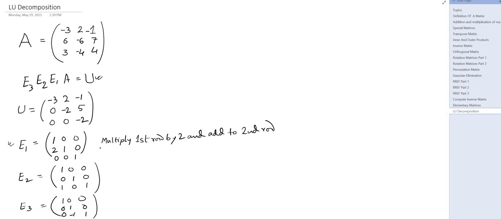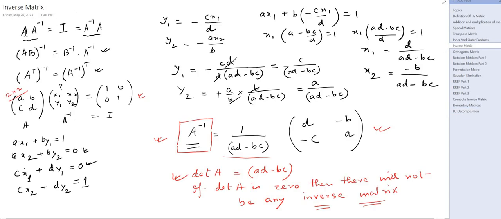The first step was to multiply the first row by 2 and then add it to the second row. That was my first step, and we represent it as an elementary matrix. That's the way we showed it. We created 3 elementary matrices and finally got the upper triangular matrix. Now the very important property, which I already covered in the inverse matrix section: a matrix multiplied by its corresponding inverse will be an identity matrix.